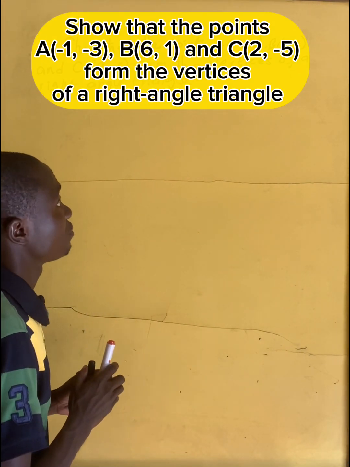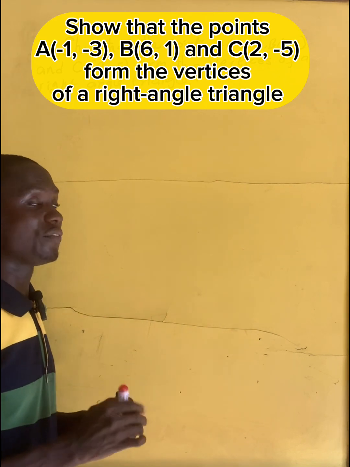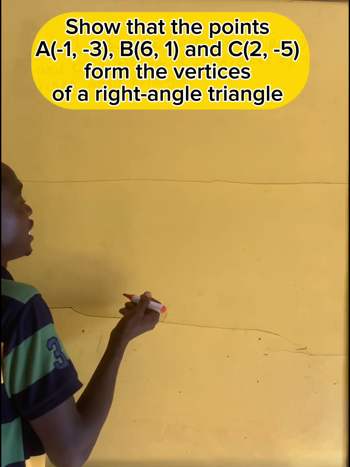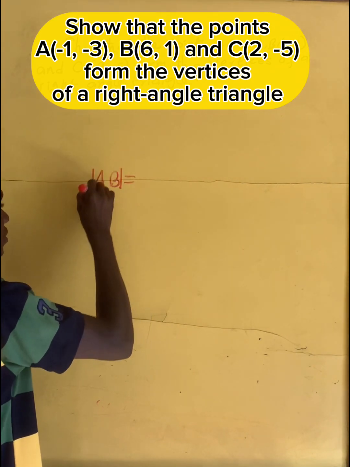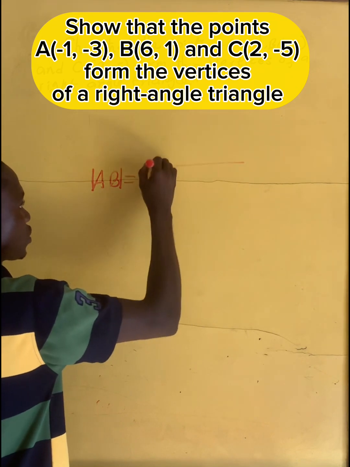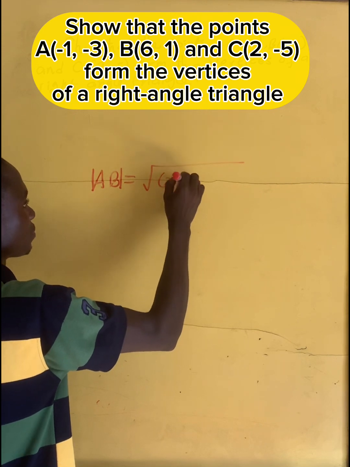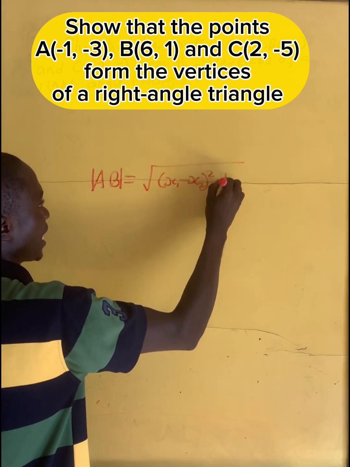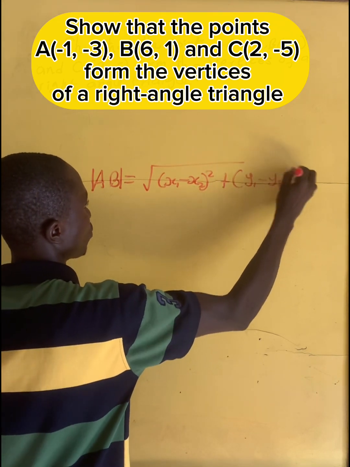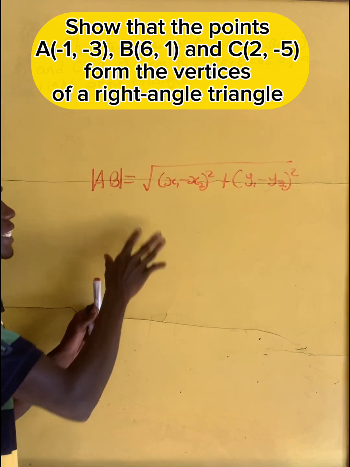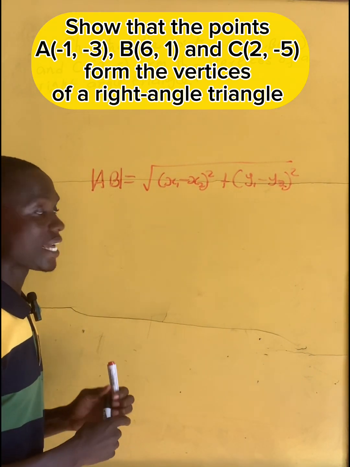If you have a line, then the length of the line is given by this. So let's say the length of the line AB equals the square root of (x1 minus x2) squared plus (y1 minus y2) squared, where these are the coordinates of A and B. So you understand the coordinates as we move on.